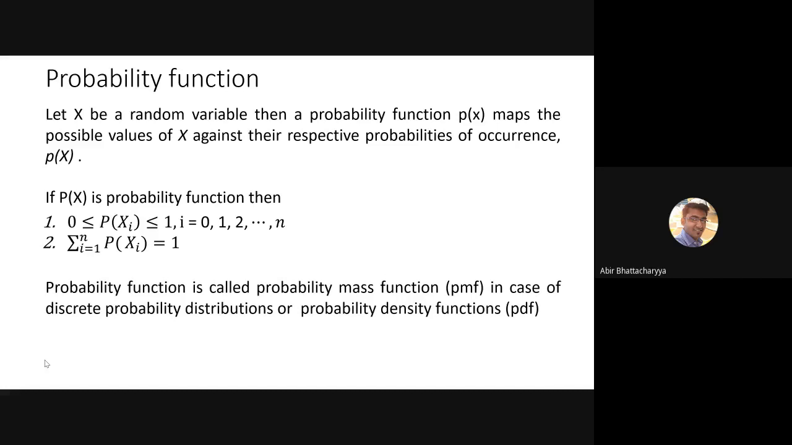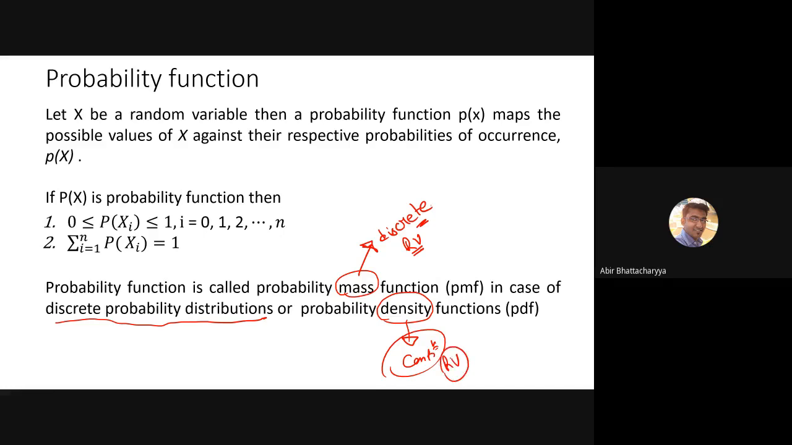This probability function is called the probability mass function. This mass stands for discrete. Another one is called the probability density function. Density stands for continuous. So for a discrete random variable, we'll have the probability mass function, PMF. For a continuous random variable, we'll have the PDF, or probability density function.